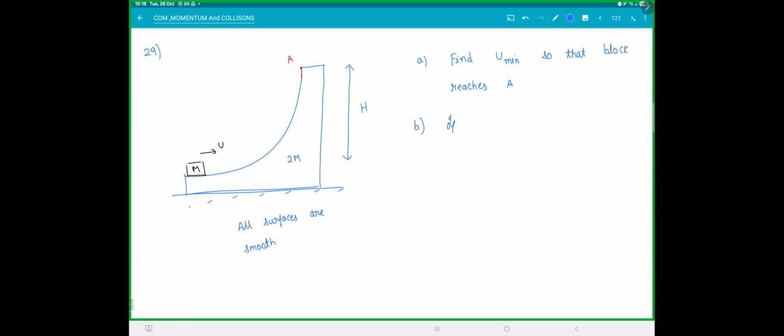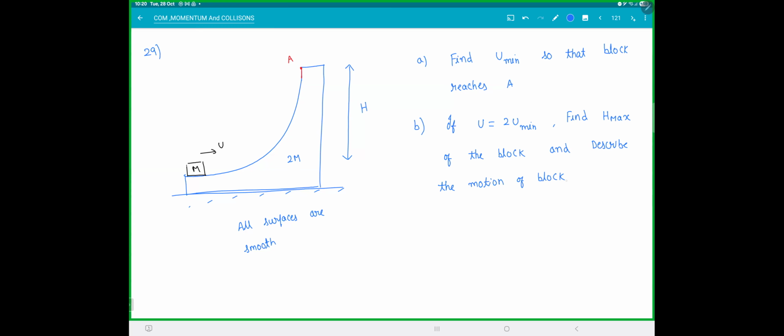Second thing, suppose instead of this, you give u as 2 times u minimum. So if you give 2 times the minimum speed, find Hmax of the block, and describe the motion of the block after it loses contact. Let's get this. It's a good one.